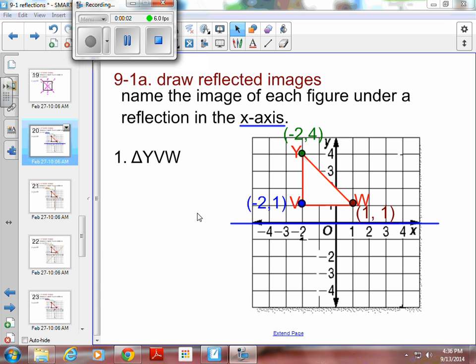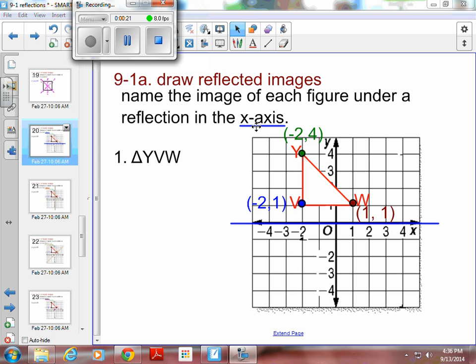Geometry, we're going to be reflecting a triangle across different lines and points on the coordinate plane. So we're going to be using points now. And we're going to do y, v, w. So y to v to w, this triangle right here. And I've tried to color code it so you could follow what I'm doing.